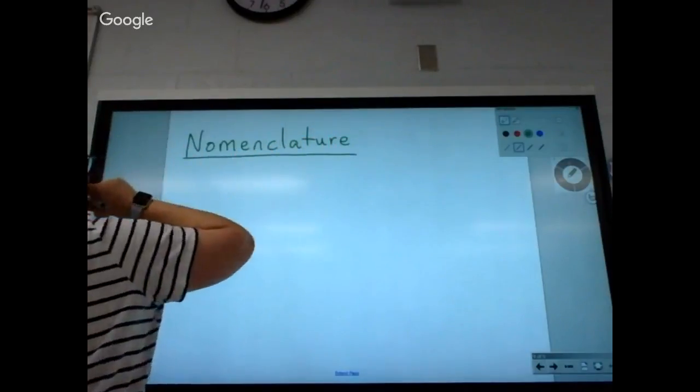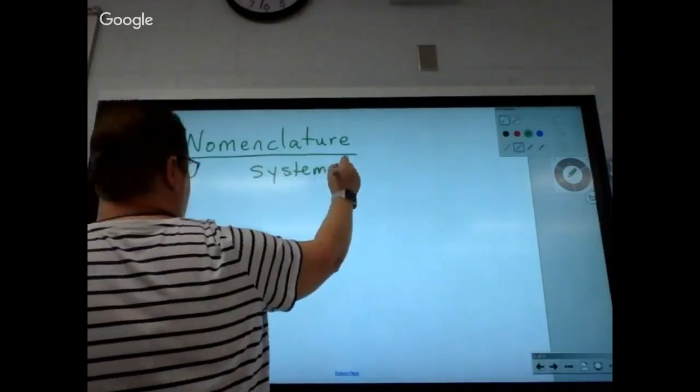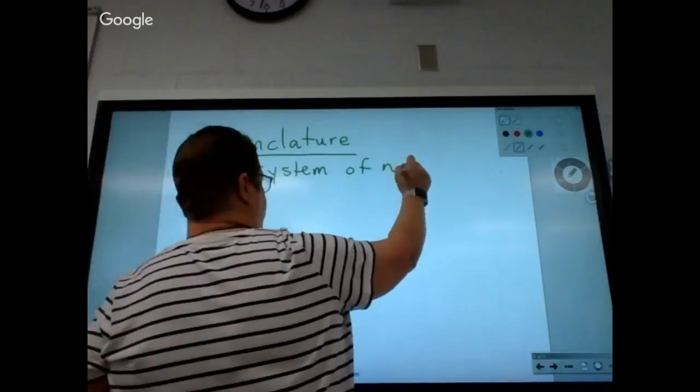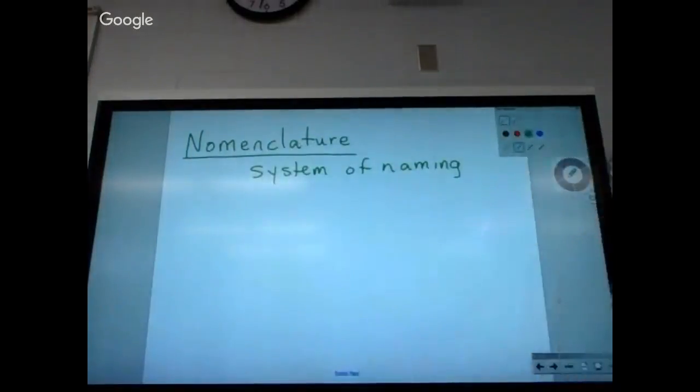Nomenclature is a Latin word that just means system of naming. It is not unique to chemistry. Lots of disciplines have nomenclatures. Biology has a nomenclature. Chemistry has a nomenclature. Lots of other disciplines have nomenclatures.